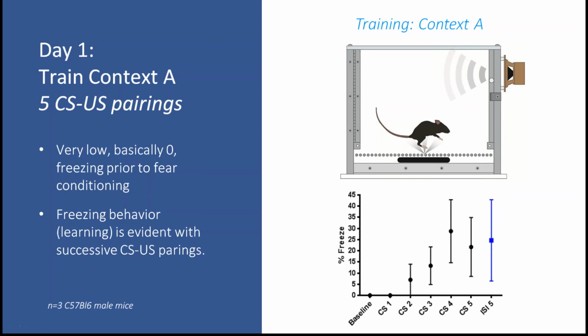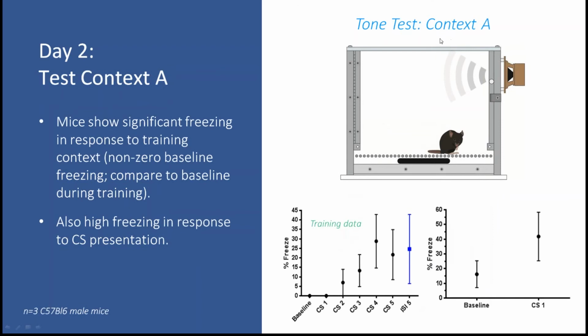Now, the next day, we put them back into the training context and do a tone test. Under baseline conditions, they're already freezing 15 to 20% of the time, which is carryover from the training context. So they remember being shocked in this environment. And then we do a tone test where we present the training condition stimulus, and the freezing increases even more.